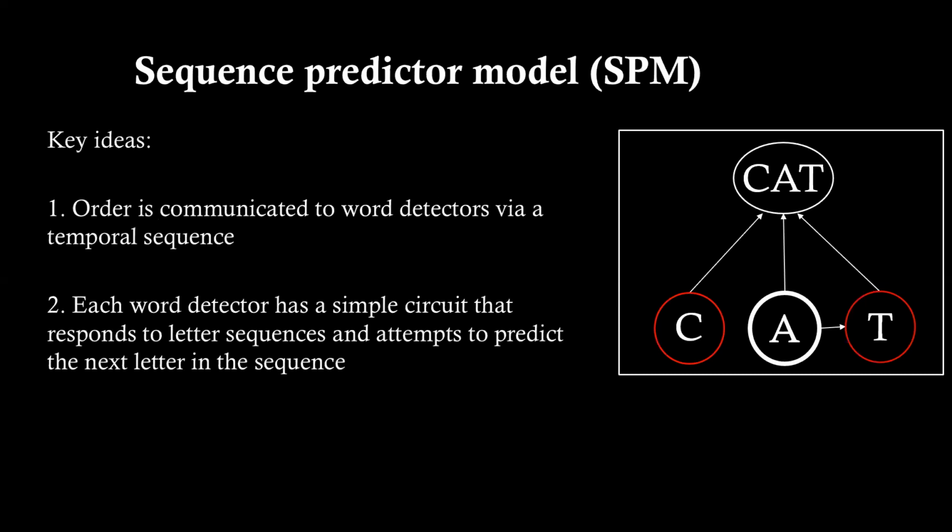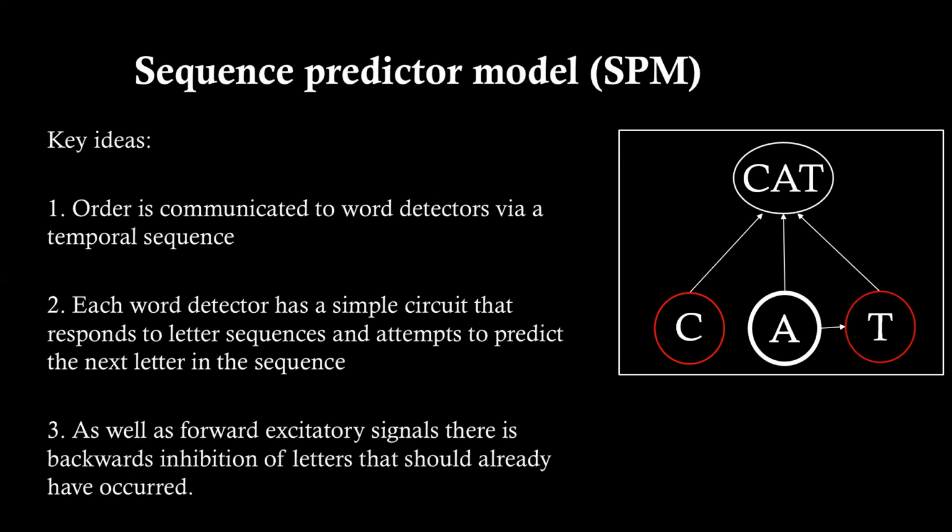But as well as sending a forward excitatory signal, letter receivers also send inhibitory signals to what should be preceding letters. So for example, when the A receiver of the cat detector fires, it sends inhibition to the C. And if the letter C hasn't yet occurred, and then does so subsequently, that will result in a misordering cost.